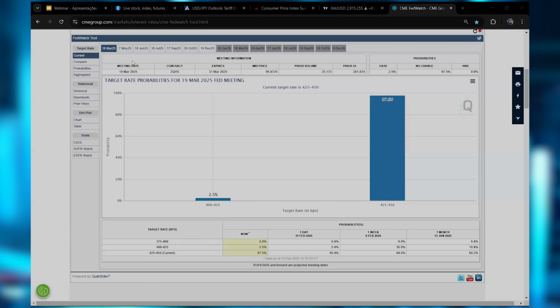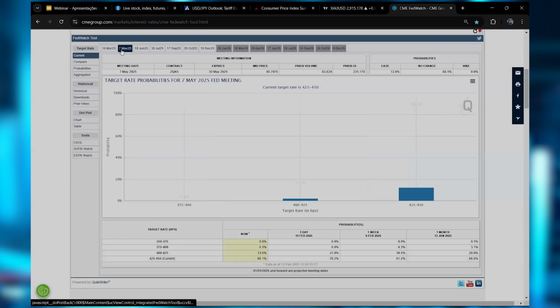So the 19th of March 2025 is the next meeting. Pretty much in a month, we are on the 13th of February today, so a month and 6 days. We are expecting 97.5% to have no changes. How do you look at that? Basically you have the current target rate right here. That's the current rate target that they are at the moment, and there's always a band, 425 to 450, okay? And then right here, 97.5% are expecting no change on the rates.